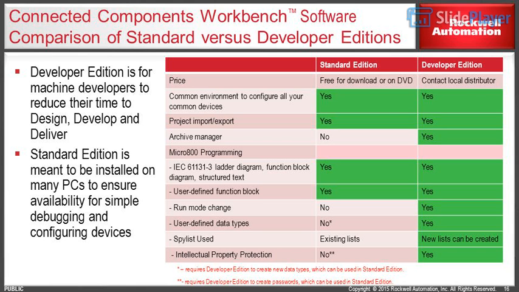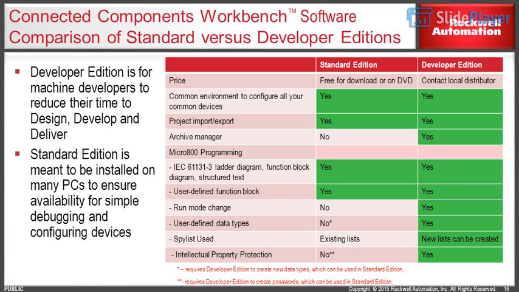Free for download or on DVD. Contact local distributor. Common environment to configure all your common devices: yes. Project import/export, archive manager: no. Micro800 programming, IEC 61131-3 ladder diagram, function block diagram, structured text. User-defined function block, run mode change, user-defined data types: no. SPI list used: existing lists. New lists can be created.